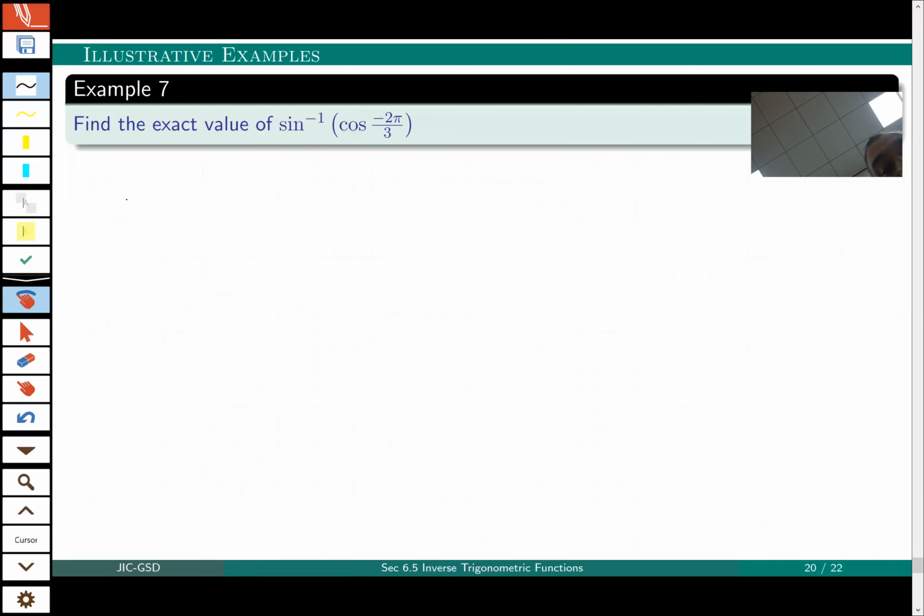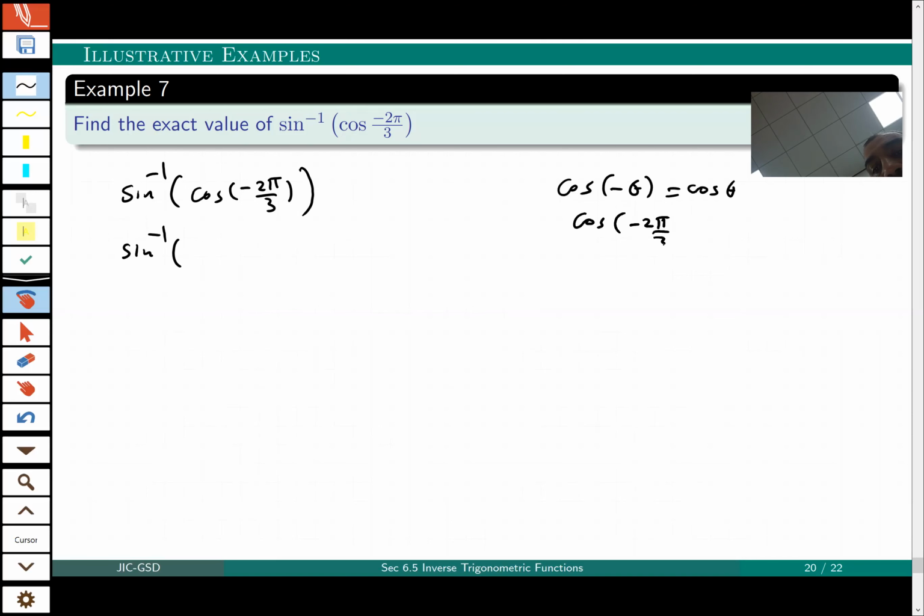Now, here I want to find sine inverse of cosine of minus 2 pi over 3. Here we have several stages. First of all, we have to know cosine of minus beta is equal to cosine beta. This means cosine of minus 2 pi over 3 is equal to cosine 2 pi over 3, because cosine is an even function.